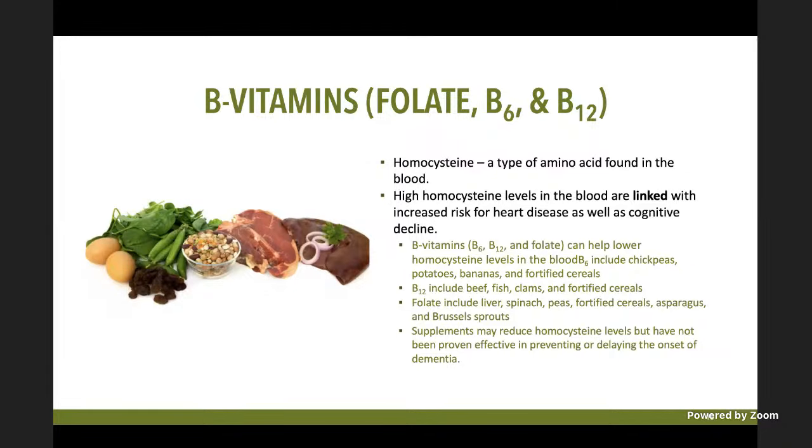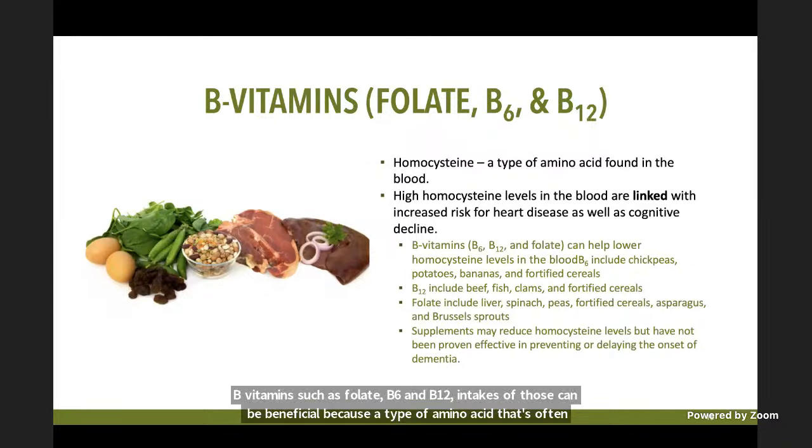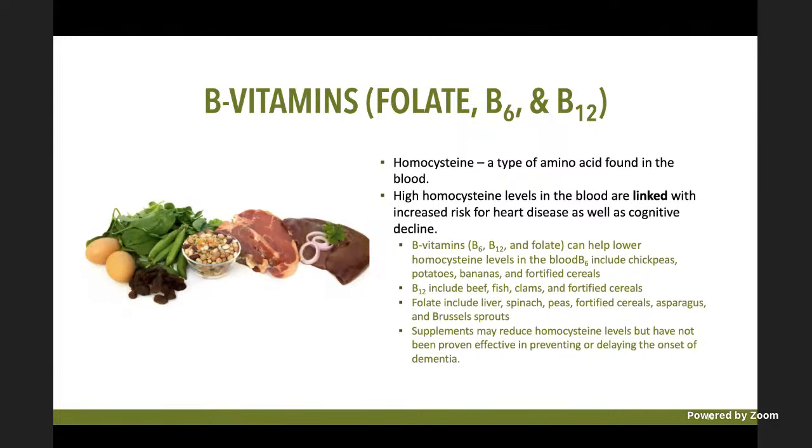So consuming diets that are rich in these B vitamins, and we're looking at everything from chickpeas, potatoes, bananas, again depending on the nutrient, spinach, peas, asparagus, Brussels sprouts. Notice I'm really pushing the veggies here. May be beneficial. Dietary supplements have been shown to reduce homocysteine levels, but have not been proven to be effective in preventing or even delaying the onset of dementia.